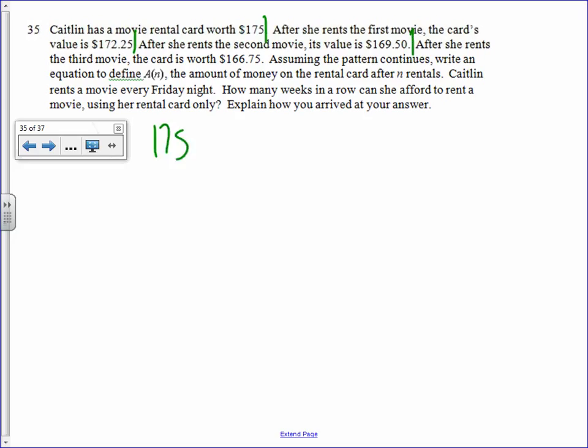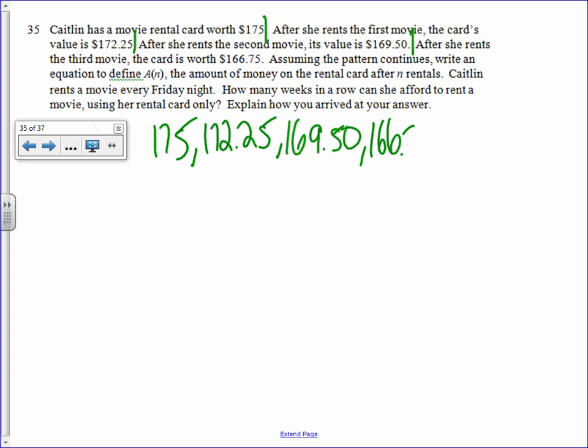I have 175. I have 172.25. I have 169.50. I have 166.75. Assuming the pattern continues, write an equation to define A of n, the amount of money on the rental card after n rentals. Well, it's an arithmetic sequence again, our third arithmetic sequence. What's the constant difference? What's the pattern?